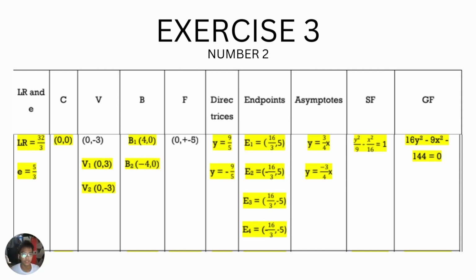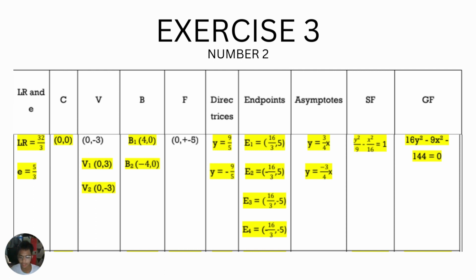So, ang next na sasagutan naman natin ay ang number 2 para sa exercise number 3. Para naman dito sa number 2, given dito ang vertices at ang foci, which is where dito sa vertices is yung 0, negative 3. Para naman sa foci is yung 0, positive negative 5. So, basically, ito na ang mga nasagutan natin. Nakikita nyo naman na naka-highlight for the yellow marker.